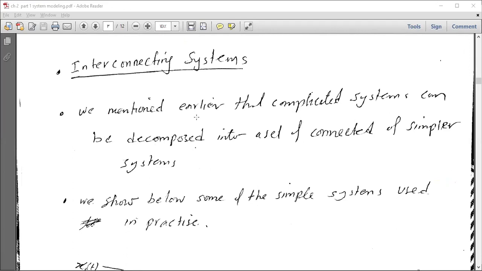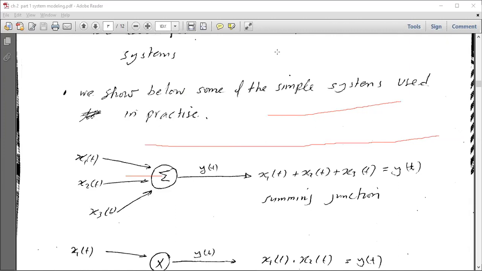Now, how to connect these systems? Because we said the system exists, but we always describe the system as a simple or simpler systems so we can understand how the system behaves. So we mentioned earlier the complicated system can be decomposed into a set of connected similar systems. Now let's see how we connect these systems, the possible ways to combine them.